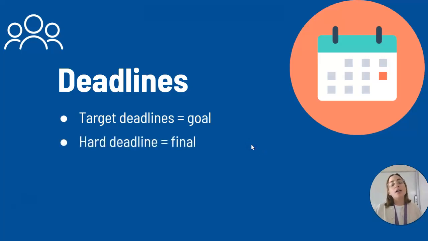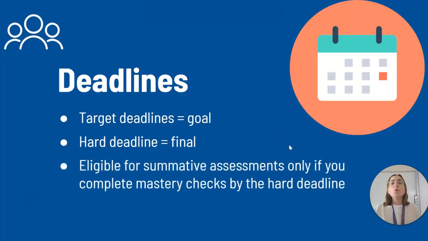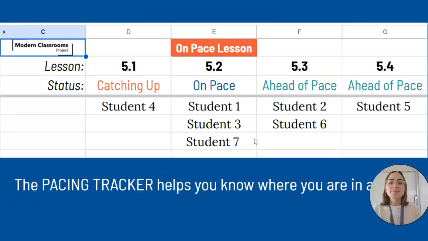A hard deadline, on the other hand, is the final deadline you have to be done with something. You can't turn something in after a hard deadline. That is the last day, the final day, and we take hard deadlines really seriously. So there's going to be one hard deadline at the end of each unit. You will only be eligible for the summative assessment if you complete all of your mastery checks by the hard deadline. Like I said, there's just one hard deadline at the end of the unit, and I will give you a lot of reminders about it. We'll write it in our planners. We will be ready to meet that deadline.